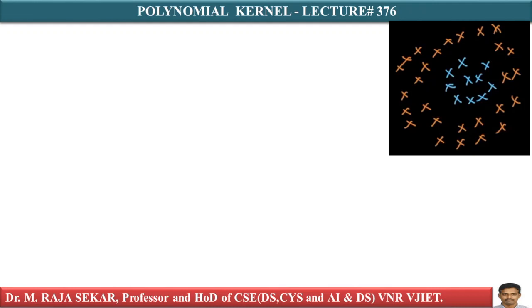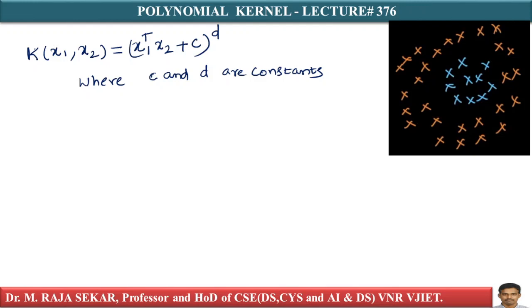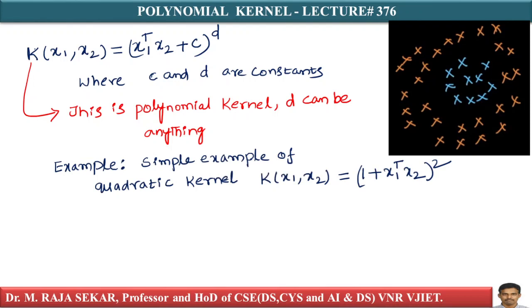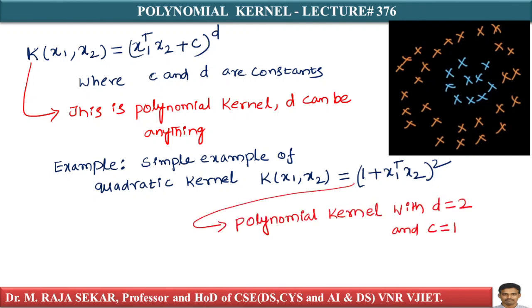Polynomial kernel: given two data points x1 and x2, what is the general polynomial kernel? K of x1 comma x2 equals (x1 transpose x2 plus c) whole power d, where c and d are constants. This is the polynomial kernel. d can be anything, 3, 4 or anything. A simple example is the quadratic kernel, K of x1 comma x2 equals (1 plus x1 transpose x2) whole square. This is called the quadratic kernel, or polynomial kernel with d equal to 2 and c equal to 1. Now, we will see why this is useful.